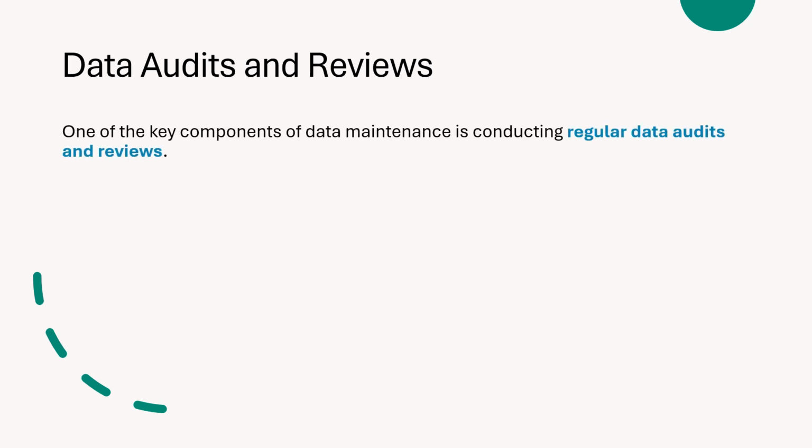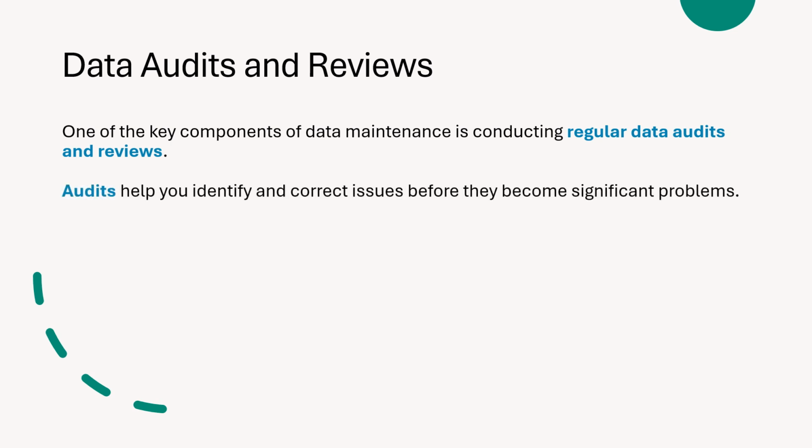One of the key components of data maintenance is conducting regular data audits and reviews. The purpose of an audit is to help you identify and correct issues before they become significant problems. An audit might involve reviewing your MRO master data to identify any records with missing or outdated information. This process ensures that your data remains accurate and reliable over time.